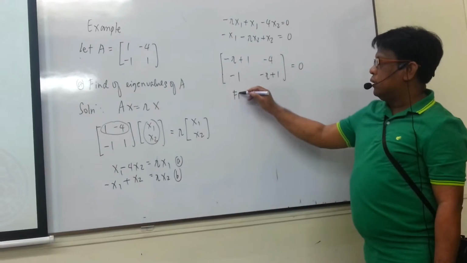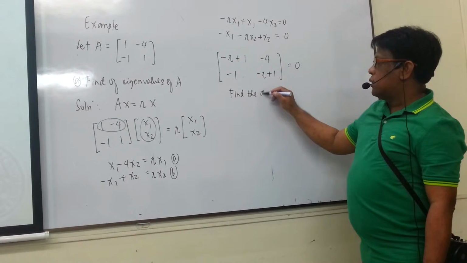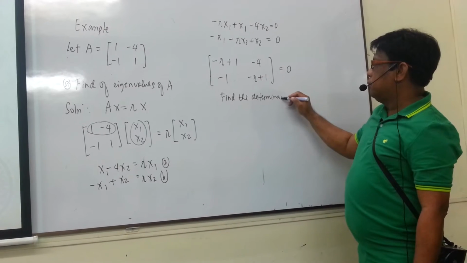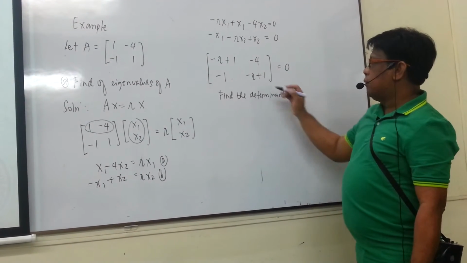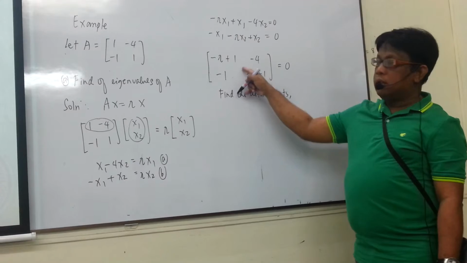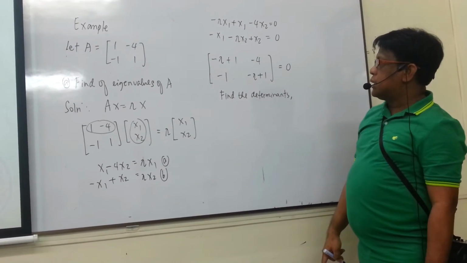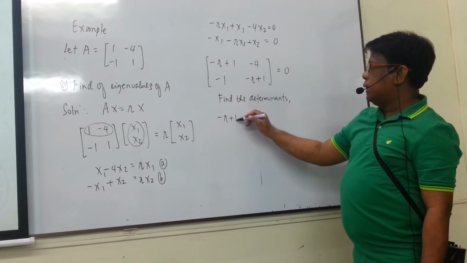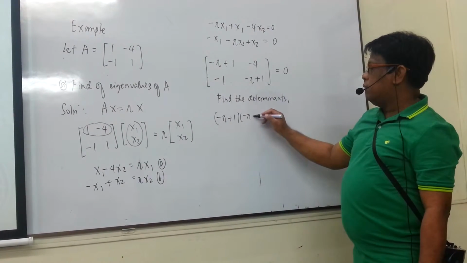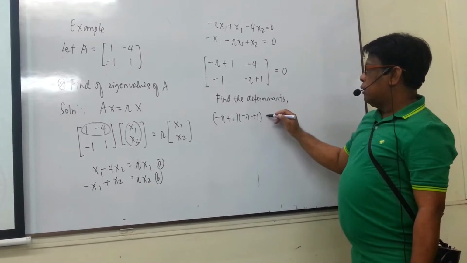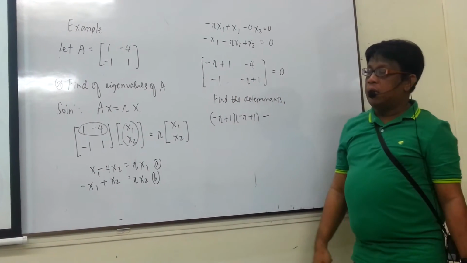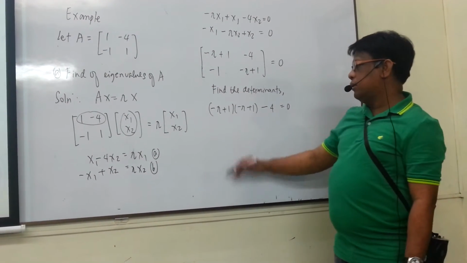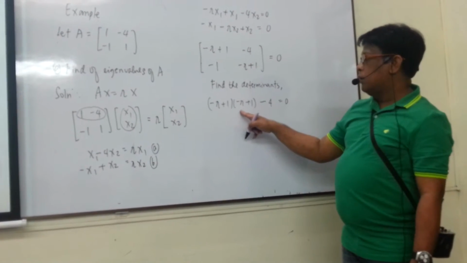Then from here, we find the determinant of this matrix. We take the product of the diagonal elements of the given 2 by 2 matrix. So we have negative lambda plus 1 multiplied by negative lambda plus 1, then minus negative 1 times negative 4, which gives positive 4, equals 0.